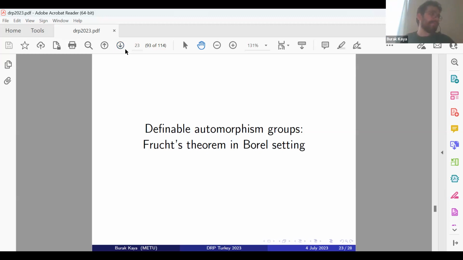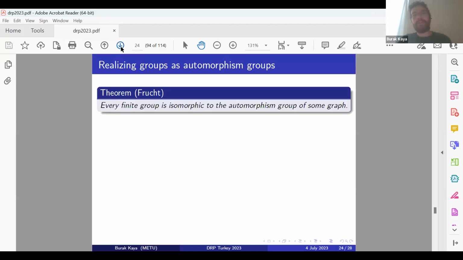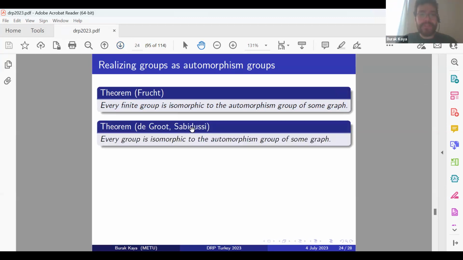He was already interested in automorphism groups of graphs. So we thought, let's work on Frucht's theorem and then try to generalize that. Now, Frucht's theorem is a very classical theorem from the 1930s. It says that if you have a finite group, you can realize it as the automorphism group of some graph. So if you have a finite group, you can write down some graph whose automorphism group is that finite group, okay? And then later on, de Groot and Sabidussi independently removed this finiteness condition.